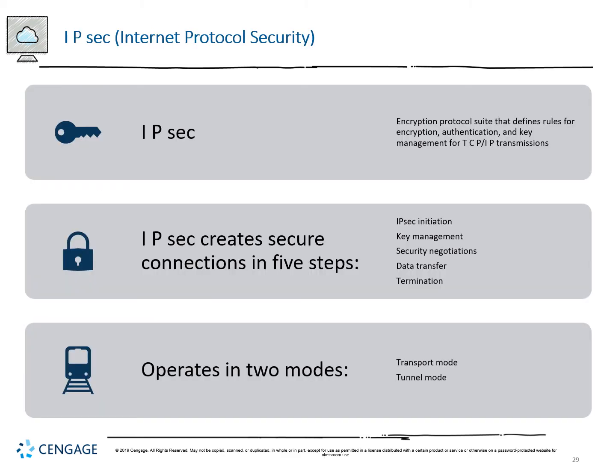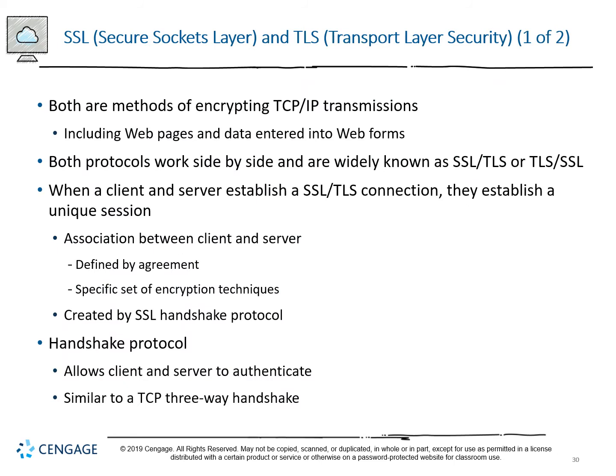IPSec, or Internet Protocol Security, is a protocol suite that defines rules for encryption, authentication, and key management for TCP/IP transmissions. There are 5 steps to the secure connections for IPSec: initiation, key management, negotiation, data transfer, and termination. So we notice that the first and last are initiation and termination, meaning that we have to open and close the connection deliberately. There are 2 different modes in which IPSec operates: transport mode and tunnel mode. Now both are methods of encrypting TCP/IP transmissions, including the web pages and data entered into web forms.